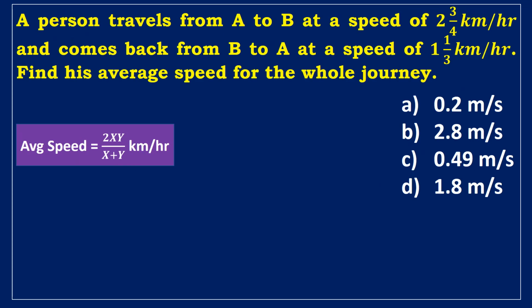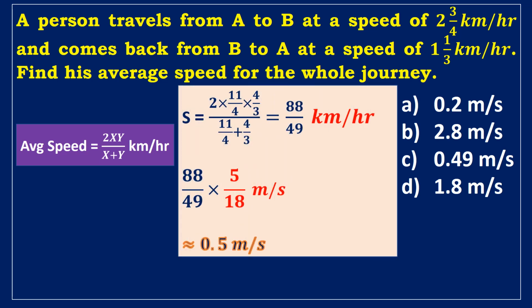Example 2. A person travels from A to B at a speed of 2 3/4 km per hour and comes back from B to A at a speed of 1 1/3 km per hour. Find his average speed for the whole journey. First, convert mixed fractions into improper fractions. 2 3/4 is 11 by 4. 1 1/3 is 4 by 3.